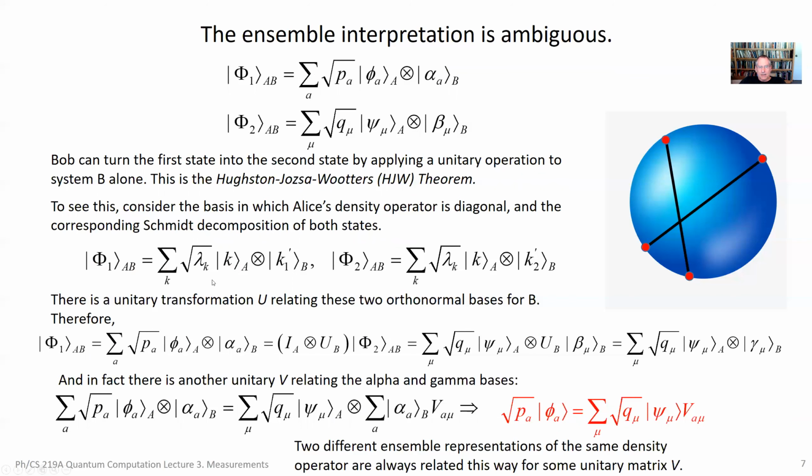So it can be written as some other probability distribution given by the eigenvalues of the density operator rho A, lambda k. Of course, in the Schmidt decomposition, we have the square root of lambda k rather than lambda k itself. That's what will give us a normalized state, phi1. And then there's some orthonormal basis for Alice's system. I've called the elements of that basis k. And then there's some corresponding orthonormal basis in the Schmidt decomposition for Bob's system. And I'm calling those basis elements k1 prime, the 1, in reference to the fact that this is the state phi1. And I can do the same for phi2.